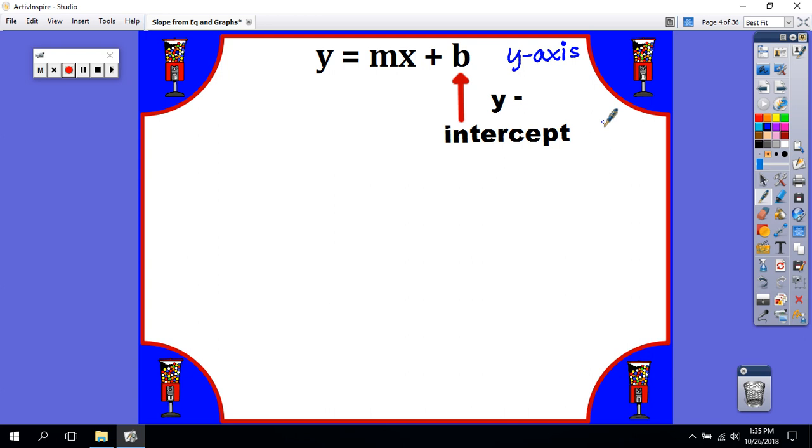All right, now let's talk about the other numbers. The letter m is known as the slope in the equation.